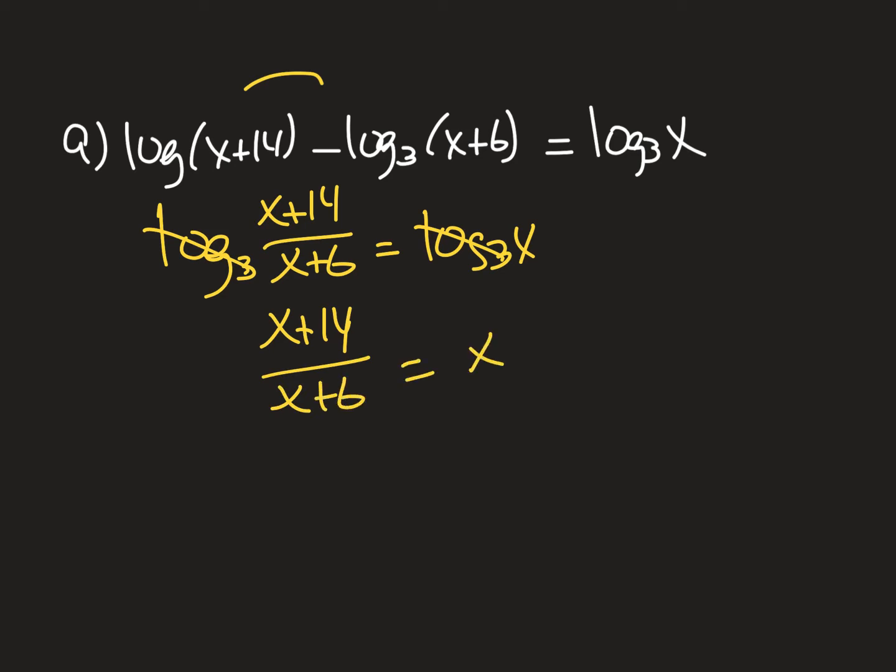I'm going to cross multiply here, make that x squared plus 6x. I basically took the x, multiplied it by the denominator down there. And I have the x plus 14 over here. That's not very good.